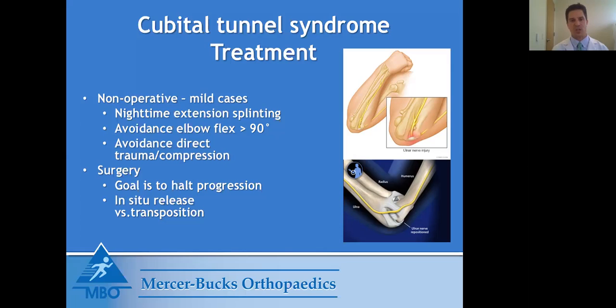It could be as easy as taking a hand towel or a dish towel and putting it along the front of your elbow and then wrapping that up with an Ace bandage, just so that it prevents you from flexing that elbow up too much.